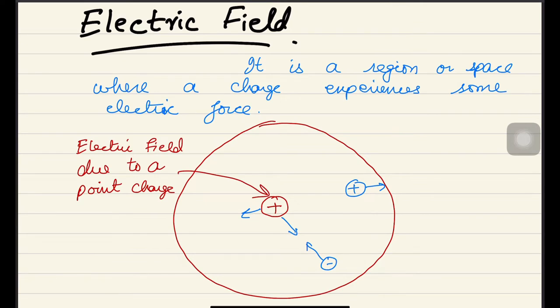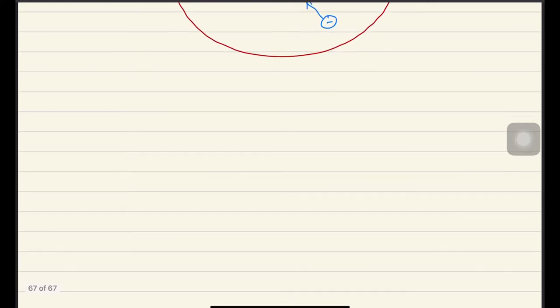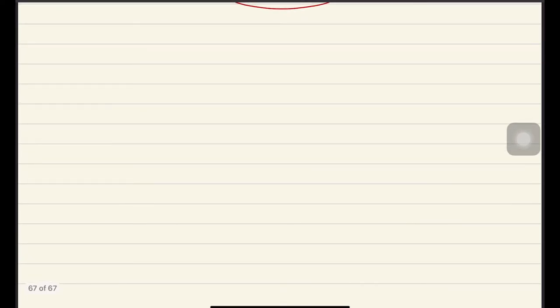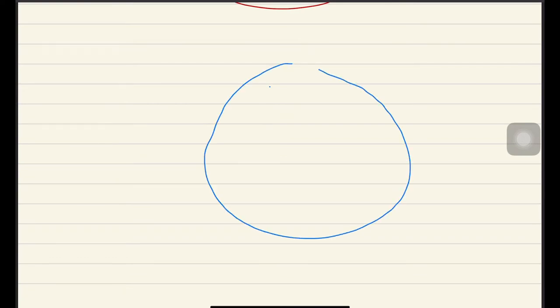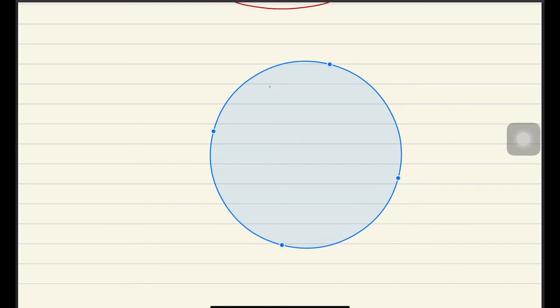Now we will have to discuss the example of an electric field due to a charged conducting sphere. Okay, there's a difference between them. This positive charge is just considered to be a point charge. It means it has a negligible radius. In fact, it has no radius. It's just a point charge. Now we have to discuss the charge around a sphere. So I'll draw a sphere first of all. Let's suppose this is the sphere.